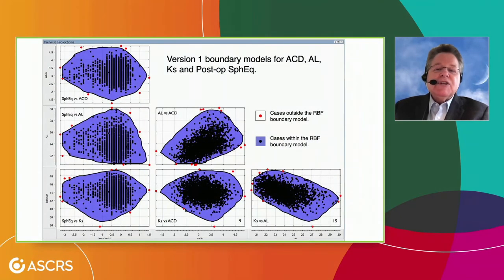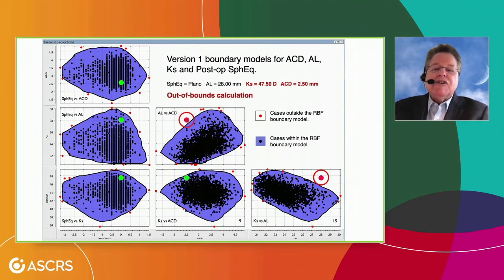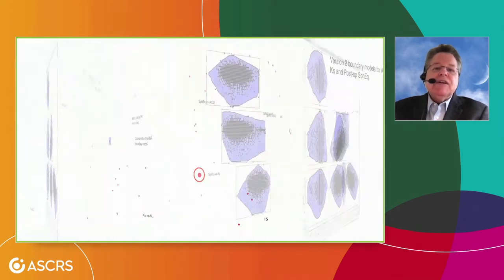So let's look at a somewhat different eye. Here's an eye that's a little long, and we're going to go for a plano spherical equivalent. But we've got some inappropriately steep Ks and a very shallow anterior chamber depth. So for this first model with a limited database, it's an out of bounds calculation. We cannot support the calculation at the level of accuracy we're looking for.